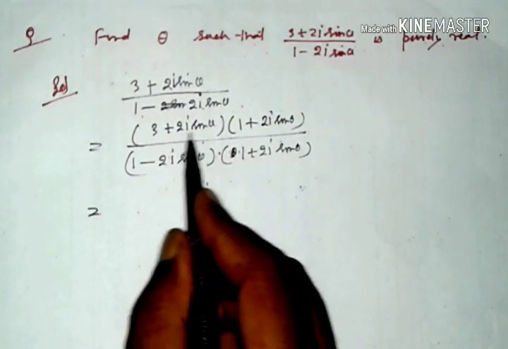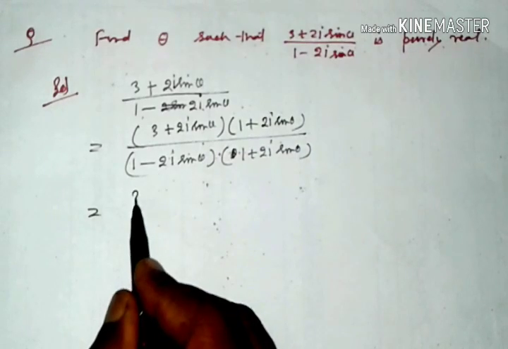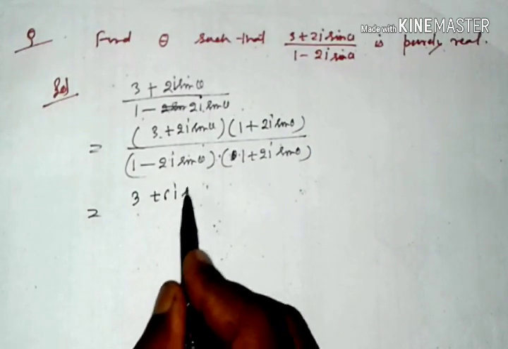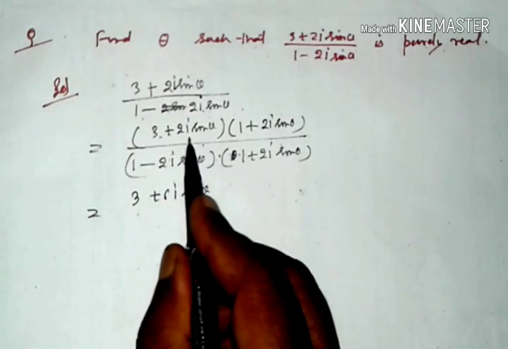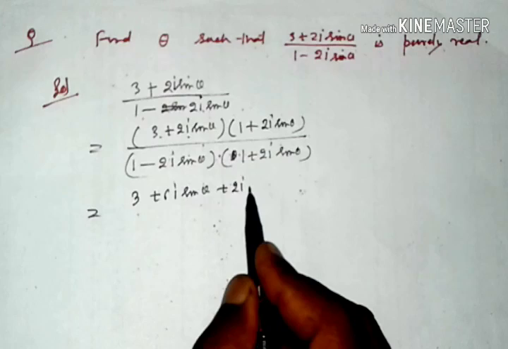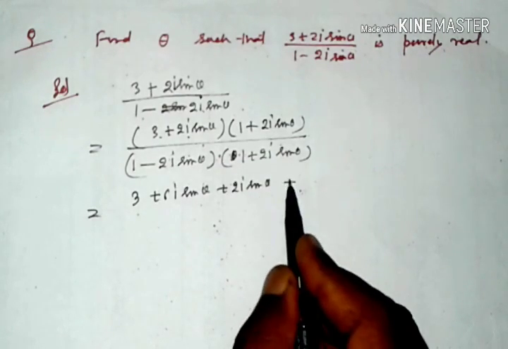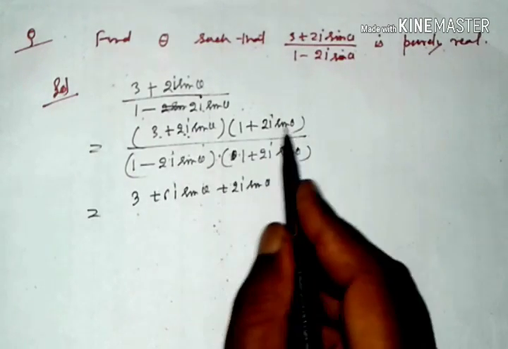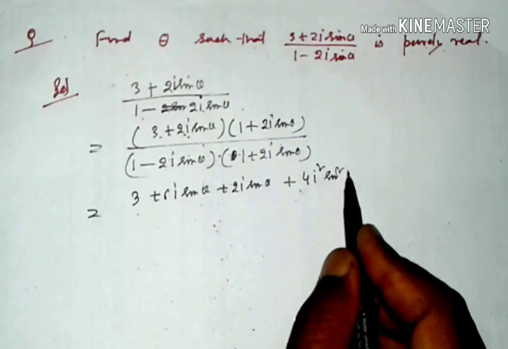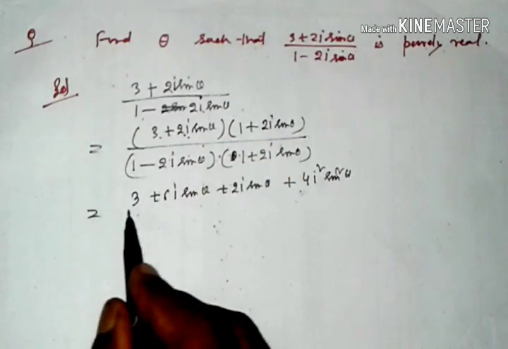Now multiply: 3 into 1 is 3, 3 into 2i sin theta is 6i sin theta, 2i sin theta into 1 is 2i sin theta, plus 2i sin theta into 2i sin theta, which is 4i square sin square theta.